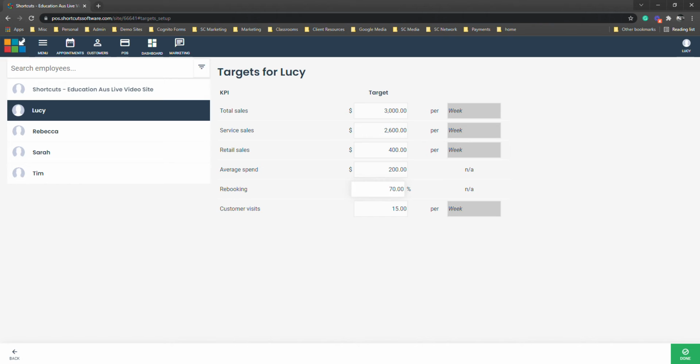So what we do, we have a look at a period of time. Let's just take an average over the past 3 months, for example. How many customers would Lucy normally look after in that period? And then we can determine the number of visits. Then what we want to do is look at our total sales. So our total sales of 3,000 into our 15 would then make 200. So 15 times 200 is going to take us to our 3,000. So that's how I've worked that out for Lucy.